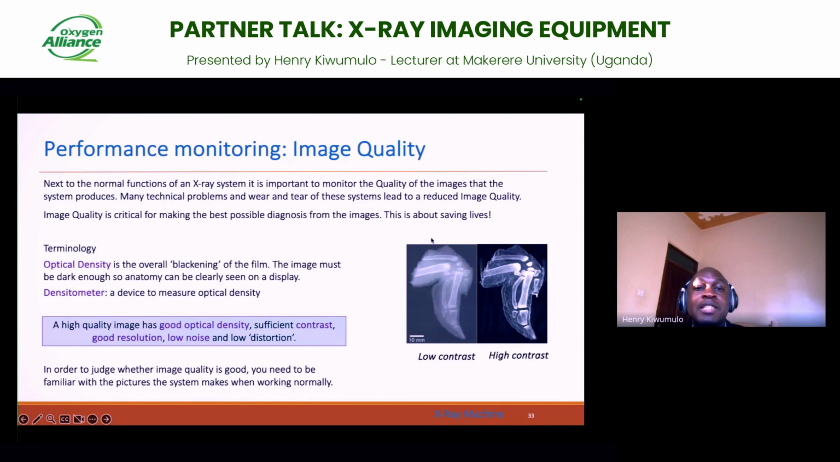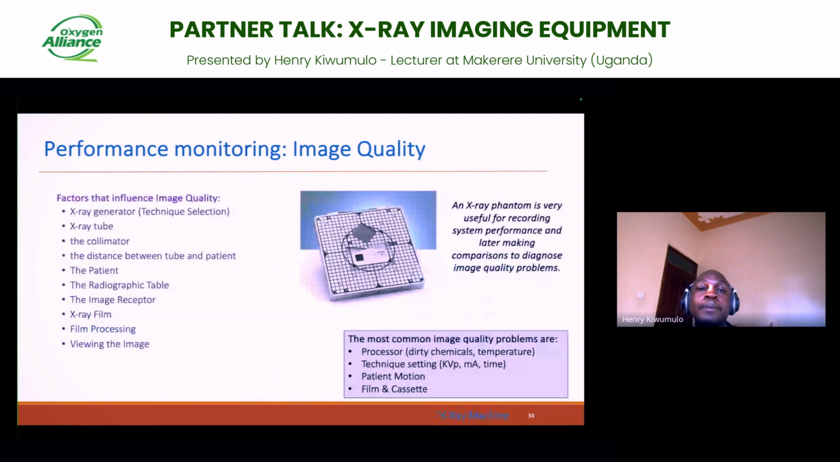Then, of course, performance monitoring. Of course, this rhymes with your machine. One has to know the quality of his machine. So if the quality is compromised, you can always get to know the optical density change. And of course, one can always tell that my machine is getting compromised and so on.